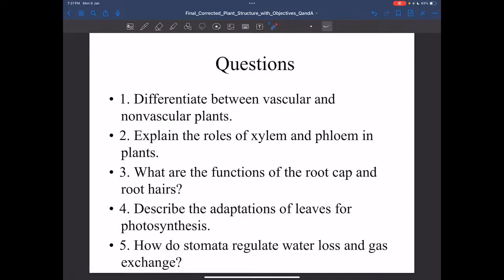Okay, so here are some questions we're going to do with each other. But before I show the answers of the questions, let's try to do them together, interacting with each other. So the first question, can anyone differentiate between both vascular and non-vascular plants?